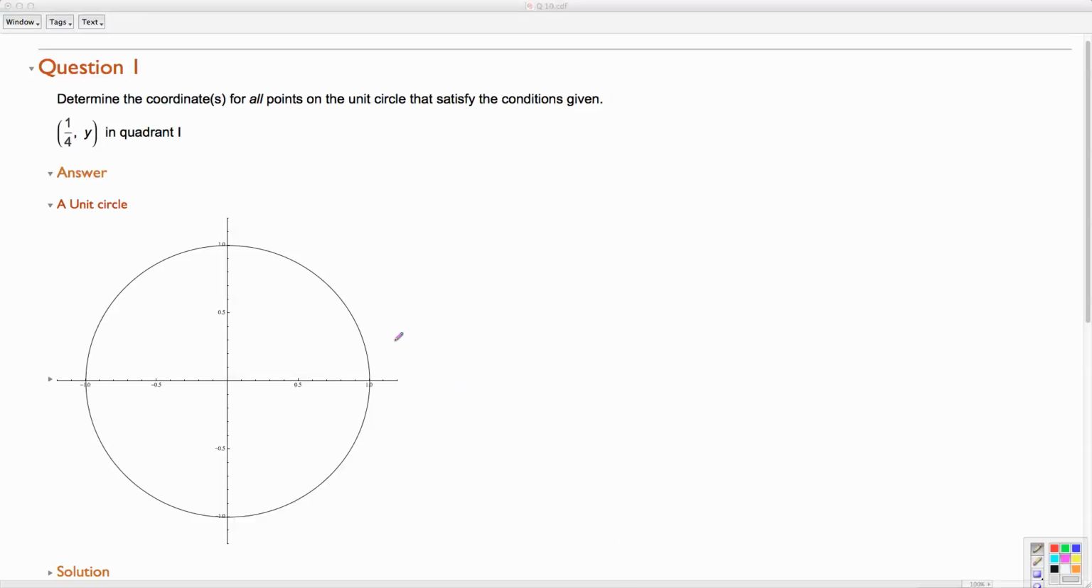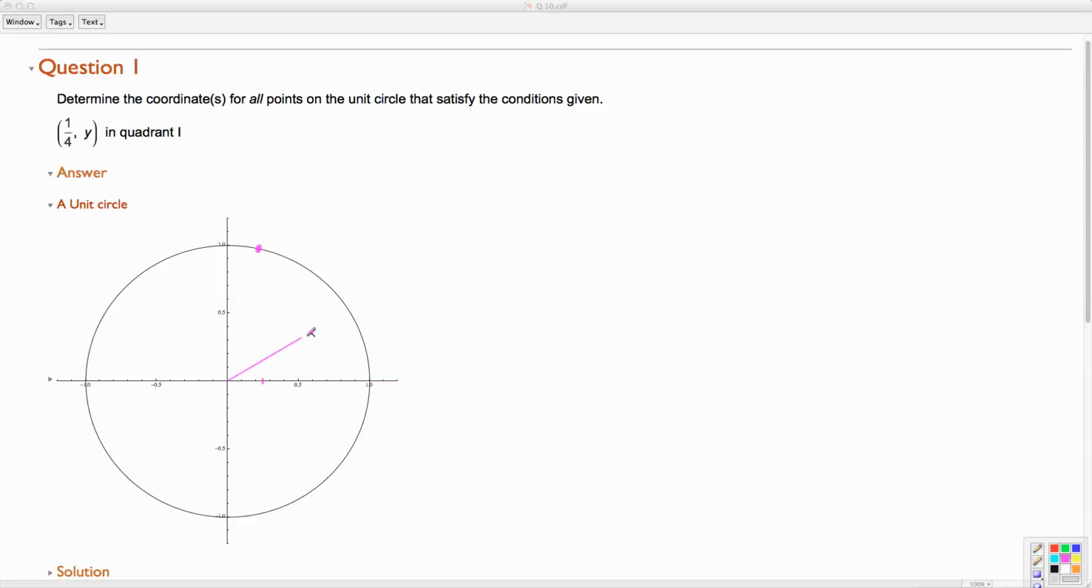I know if the x-coordinate is 1/4, that's 0.25. It's going to be somewhere right about here. I just need to draw a rough sketch. That would give me a point here potentially, or a point here potentially in the unit circle, but it says we're in quadrant 1, so this is our only choice. The other one here won't work out.